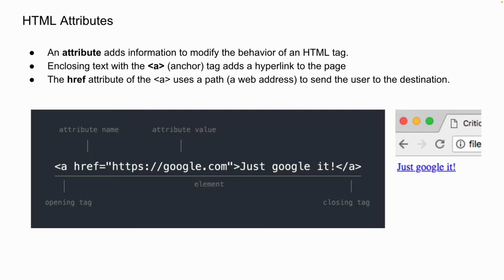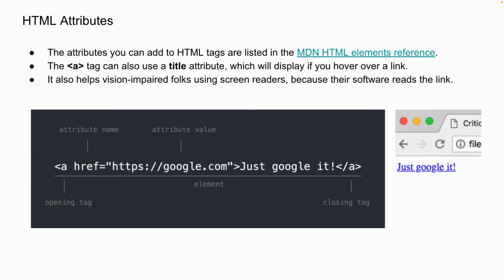So attribute name equals, and inside quotes, you can put two single quotes as well, that's fine, but you just can't mix them. They both have to be doubles, or they both have to be singles. And then that will modify the behavior of that tag when the browser renders it. You can look up the attributes for all HTML tags in the documentation.